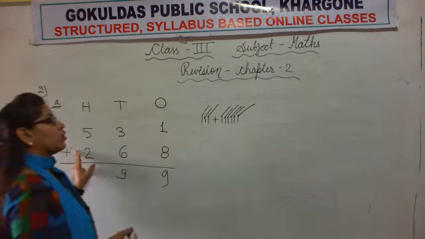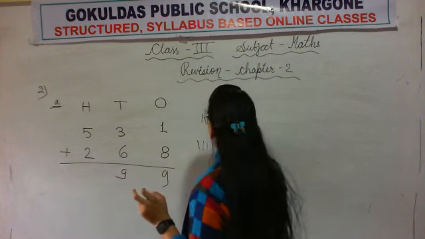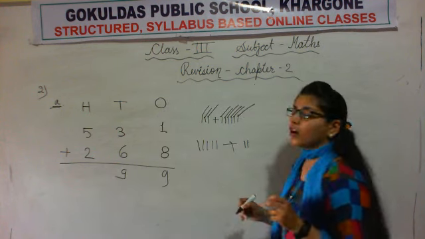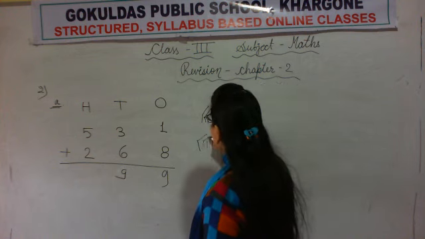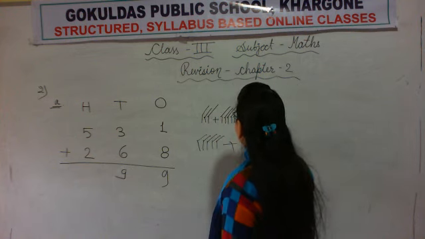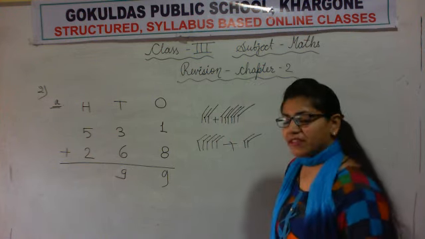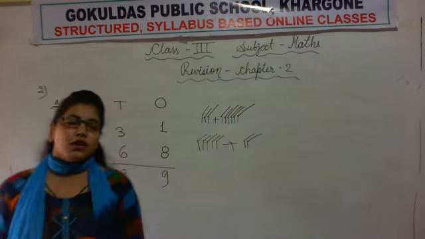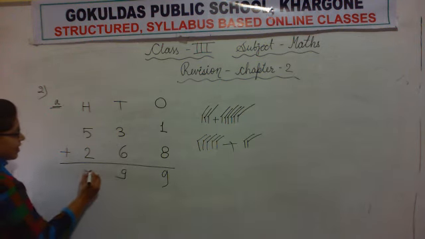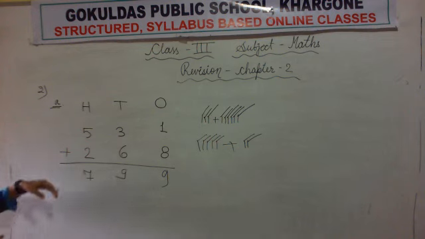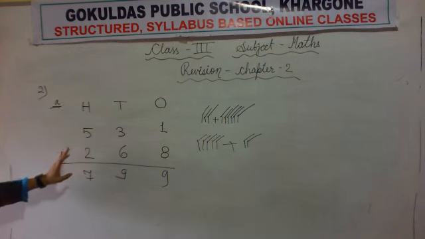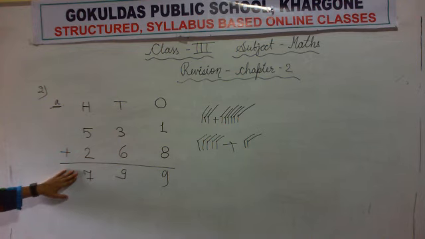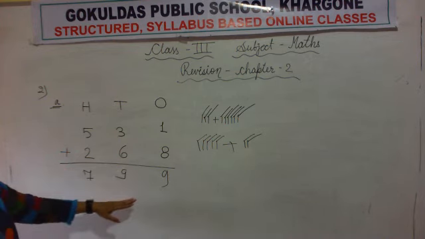5 and 2. So what we will do? We will draw 5 sticks and we will draw 2 sticks. Now let's count how many sticks are there. 1, 2, 3, 4, 5, 6, 7. 7 sticks are there. So we will write the number 7 here. So first addend is 531, second addend is 268, and our sum or total is 799.